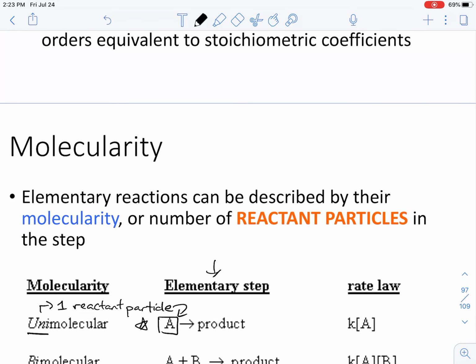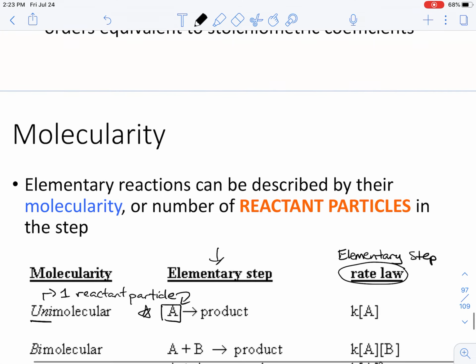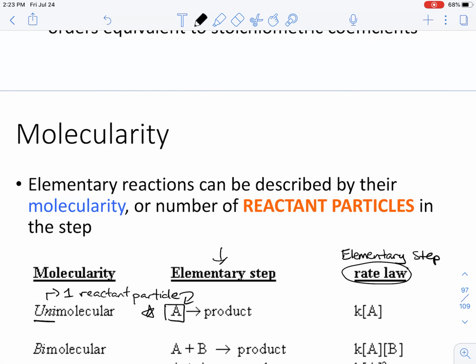And so when you're writing the rate law for a unimolecular elementary step, let me just put in here elementary step to remind us that this is not describing the overall rate law, rather it's just the rate law for the elementary step. The rate of the chemical reaction is equal to the rate constant k times the concentration of that specific compound raised to the first power.